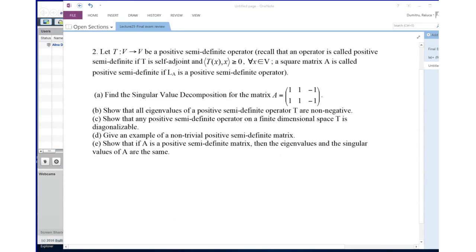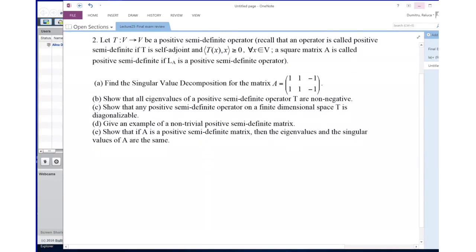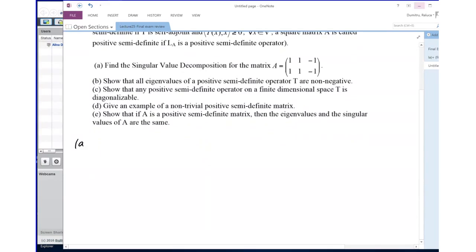So this is about the SVD and the positive definite idea. So how do you find the SVD? What do you do? This is the computational part, part A.